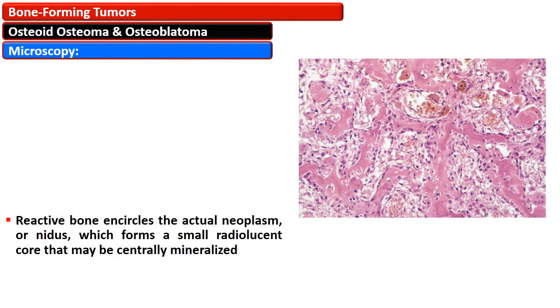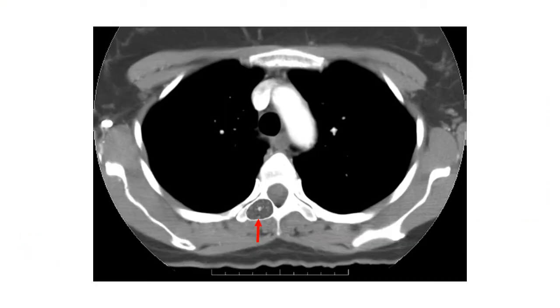The reactive bone encircles the actual neoplasm or the nidus, which forms a small radiolucent core that may be centrally mineralized. This is the CT image of the osteoblastoma, which is marked by this red arrow. There is an expansile lytic lesion with the central nidus in the posterior arch of the thoracic vertebral body. This lesion is similar to the osteoid osteoma but is larger than 2 centimeters.